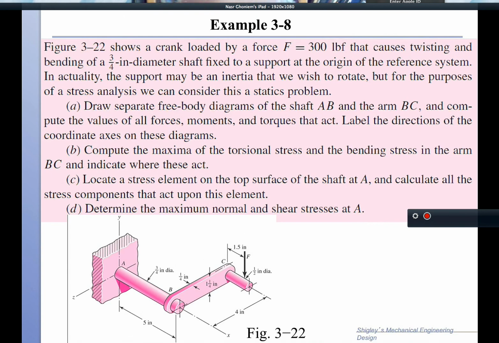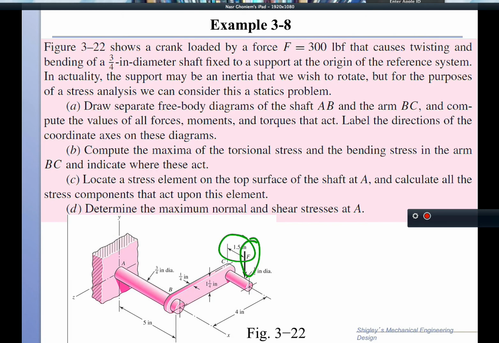So let's take now an example of a crank that, as you can see here, is attached to a fixed wall. In reality, this fixed wall can be something that we want to turn, but it has a very large inertia. But for the purposes of this example, we consider it to be a fixed wall.